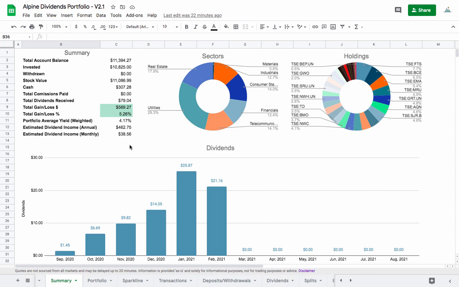So if you're new to the channel, what I do is every week or so I'm adding in a few $100s to my account and I'm just documenting my journey as a dividend investor, buying dividend paying Canadian stocks.